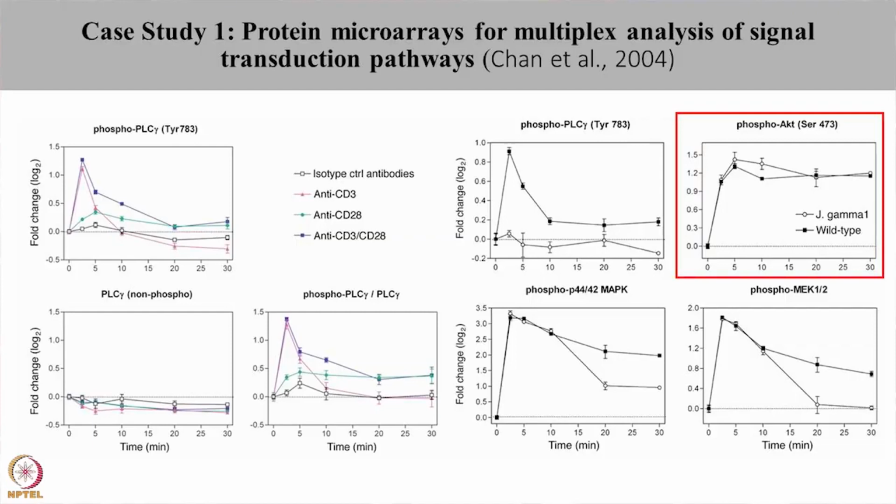Whereas, when the phosphorylation status of AKT was seen, no change in the phosphorylation status was seen in the wild type as well as in the mutant cell lines. This infers that the presence of phospholipase C does not affect the phosphorylation kinetics of AKT protein.